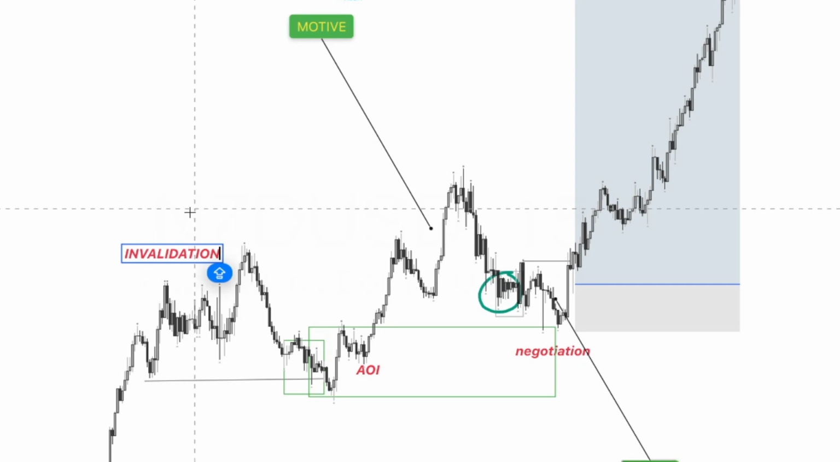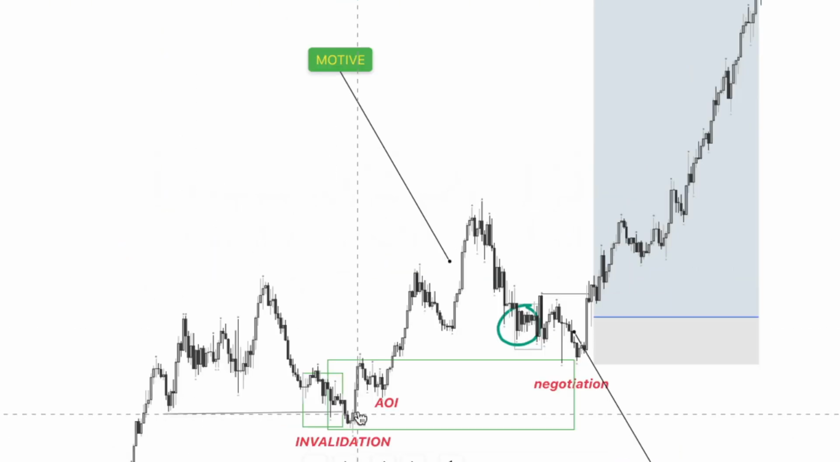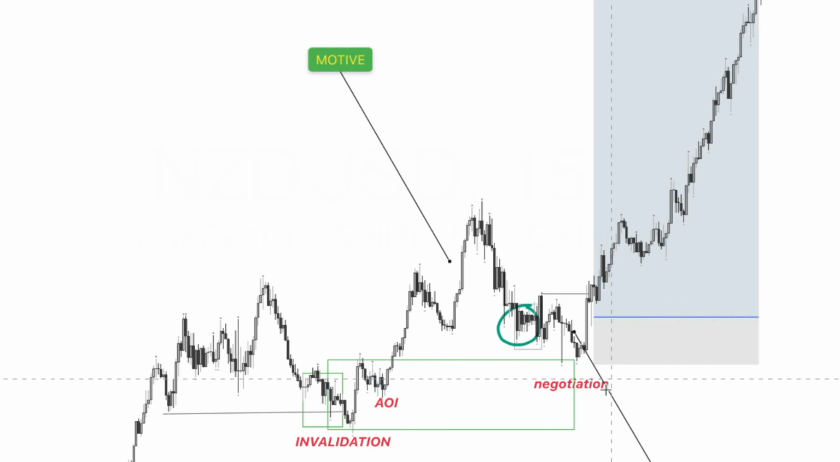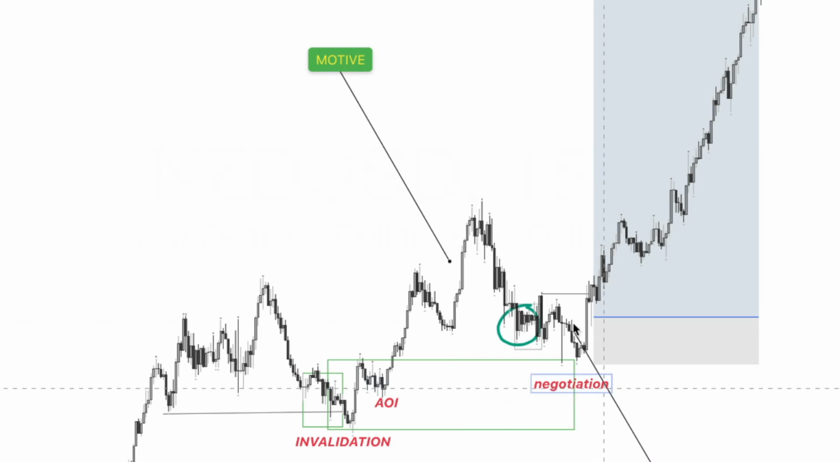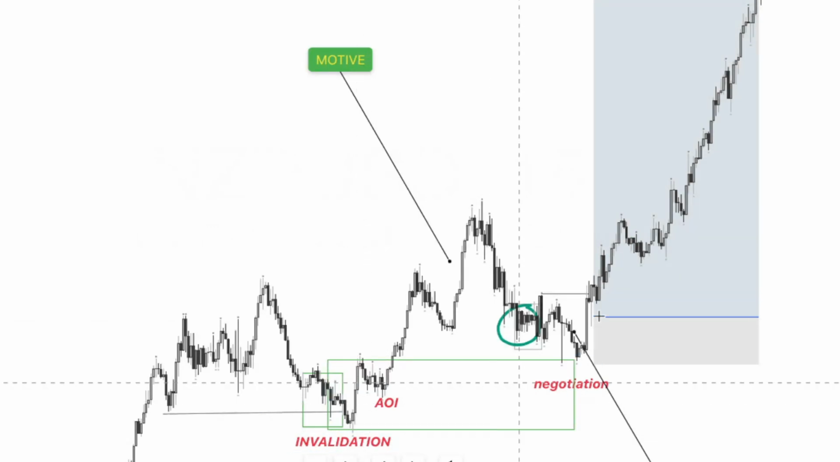Now this becomes my validation zone right here. This means that even if this setup should fail and the market comes back into this low, I'm going to still look for my buys. I will look for this same setup right here because the market is still within my validation zone, right? And so that was what happened.